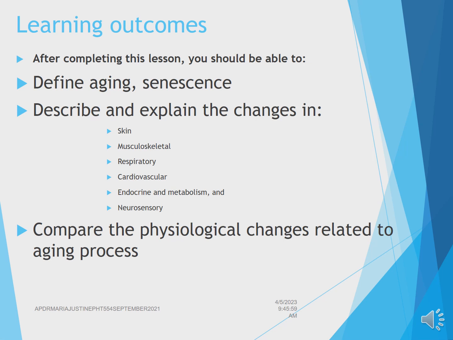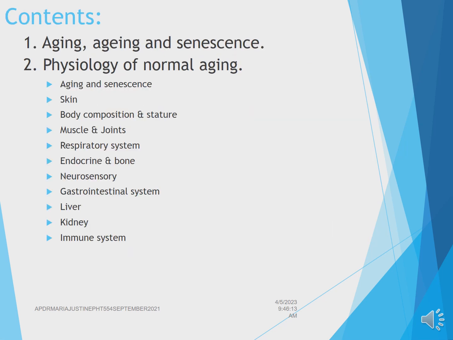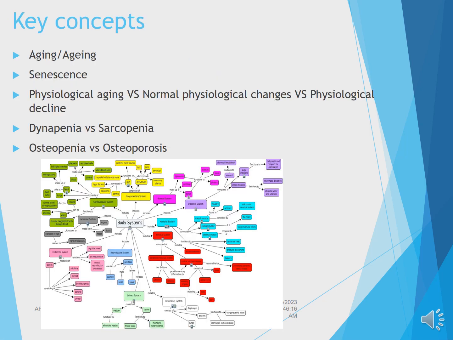After completing this lesson, you should be able to define aging and define senescence. You should be able to describe and explain the changes in the majority of the physiological systems of the body. And you should try to compare the physiological changes related to the aging process in young and in old persons. So these are the contents of this lecture.